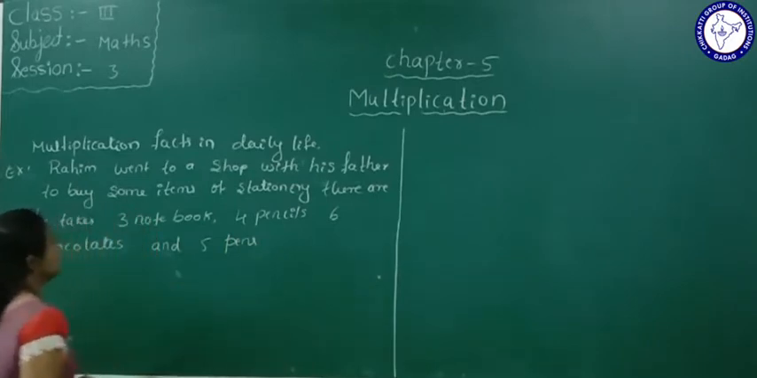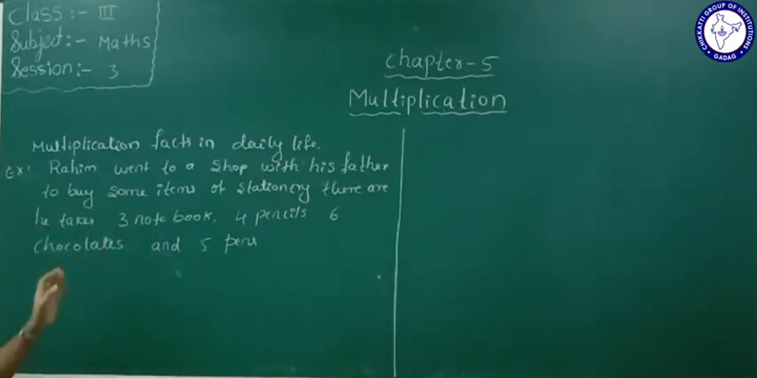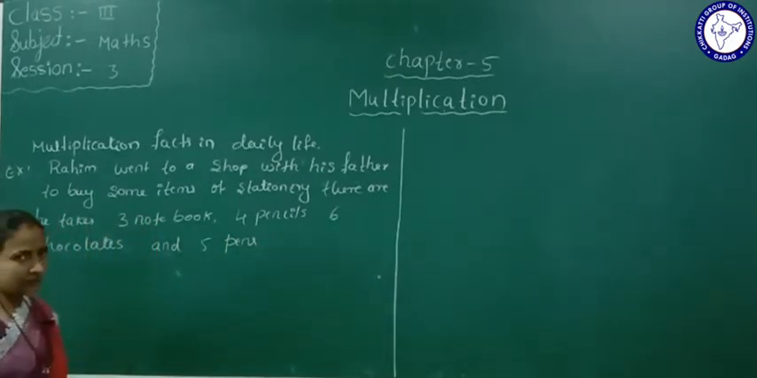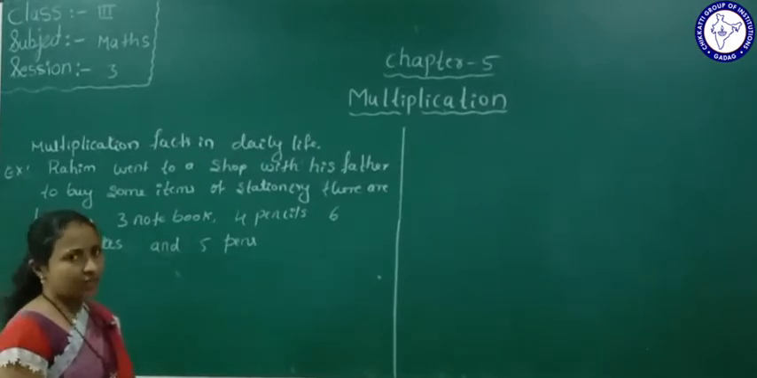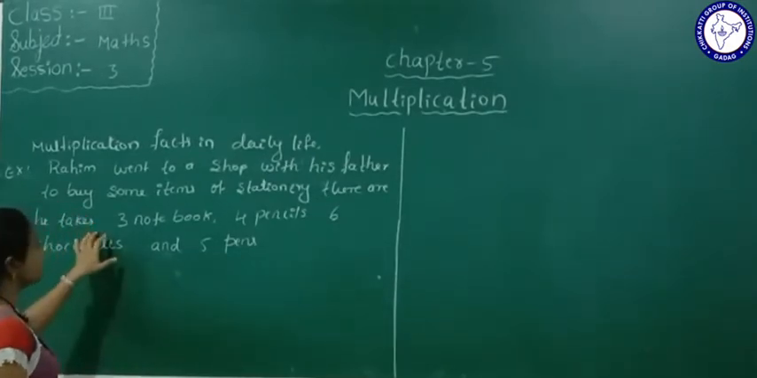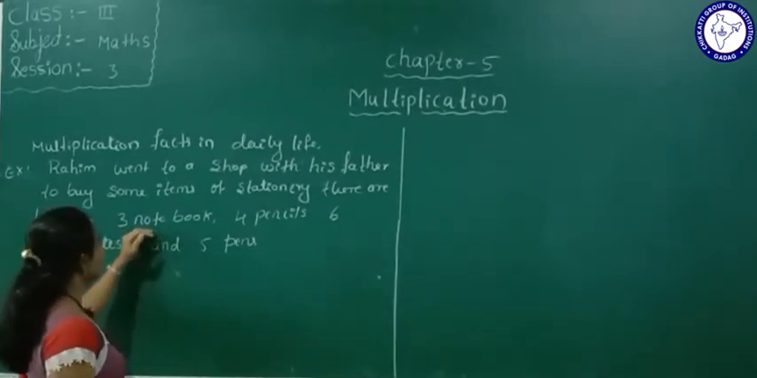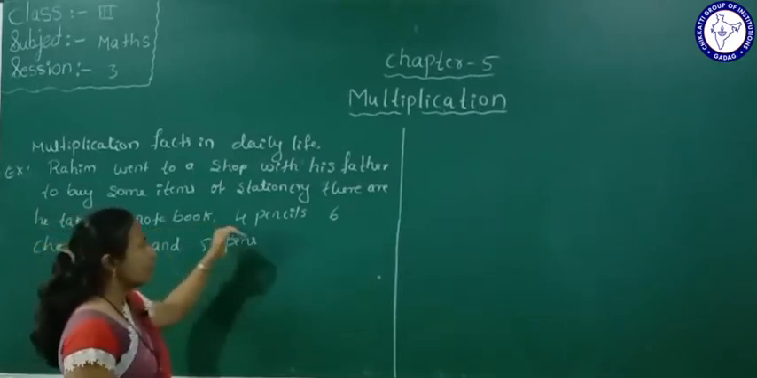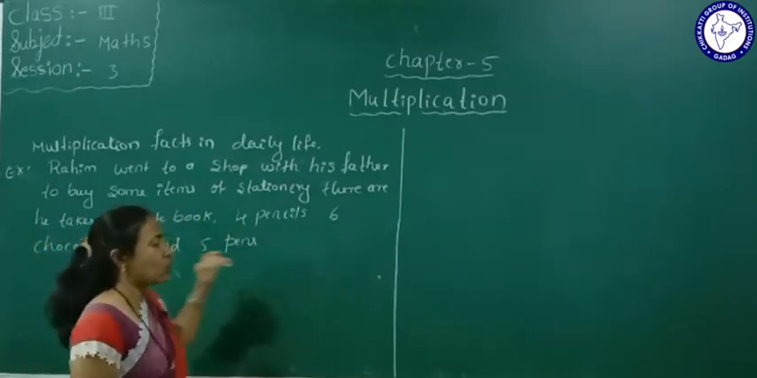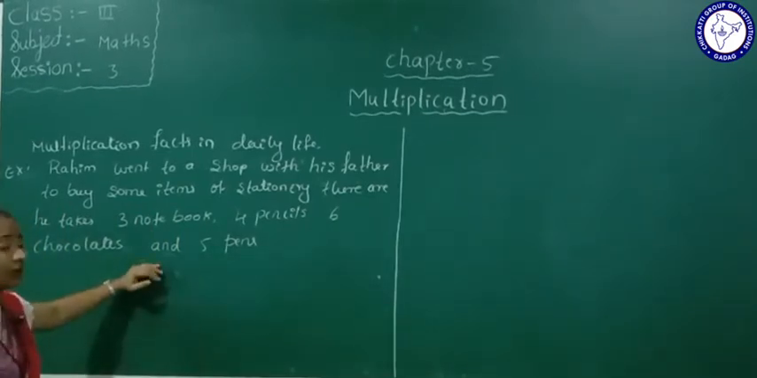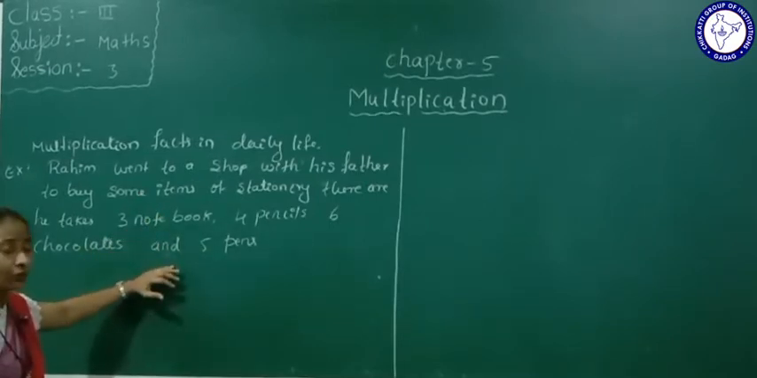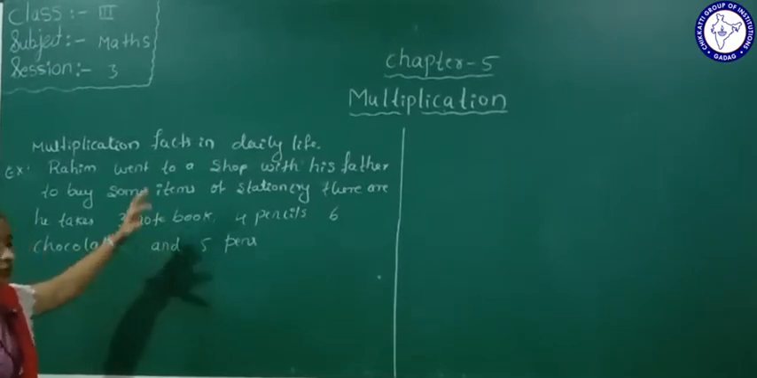Here, students, Rahim went to a shop with his father to buy some stationery things. So he took 3 notebooks, 4 pencils, 6 chocolates and 5 pens. These are all the stationery items he took in a shop.